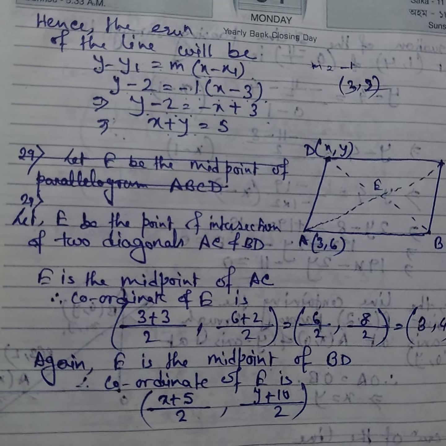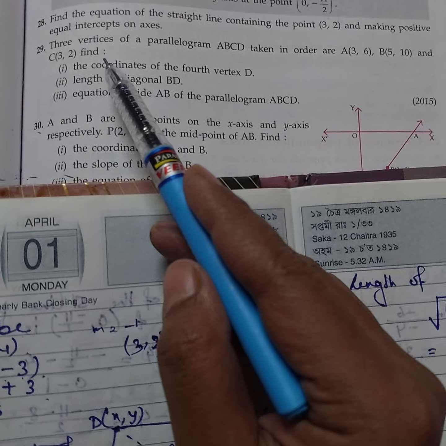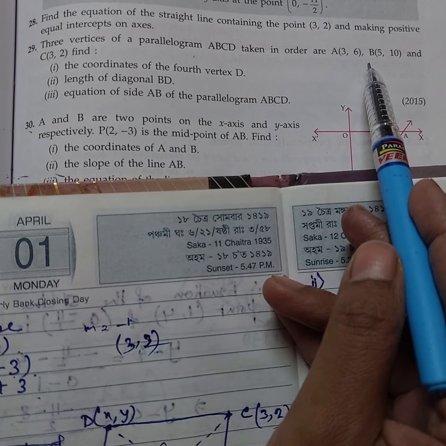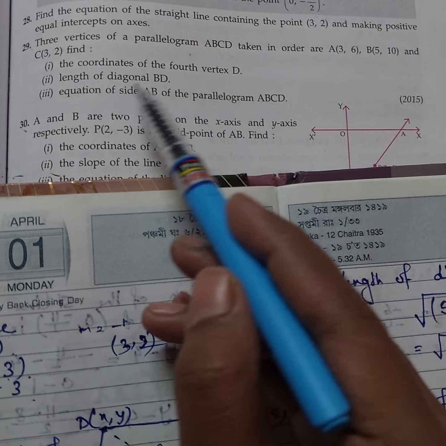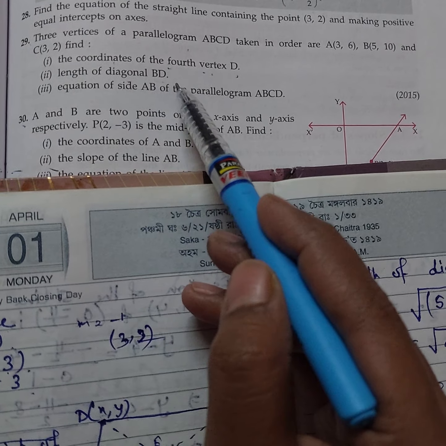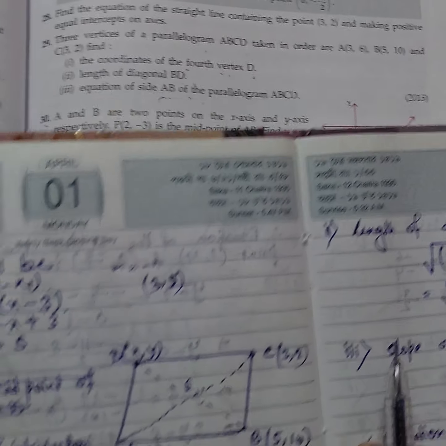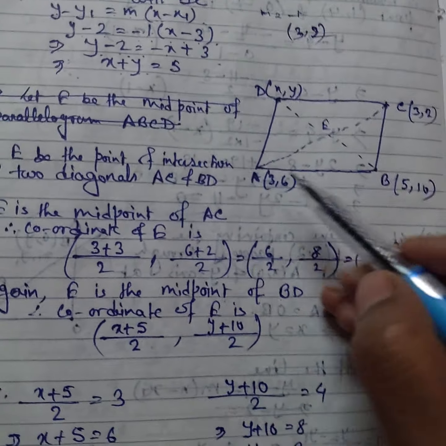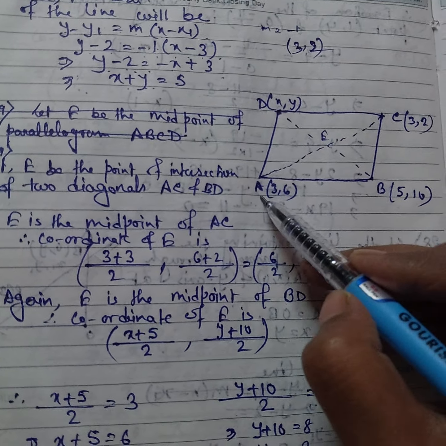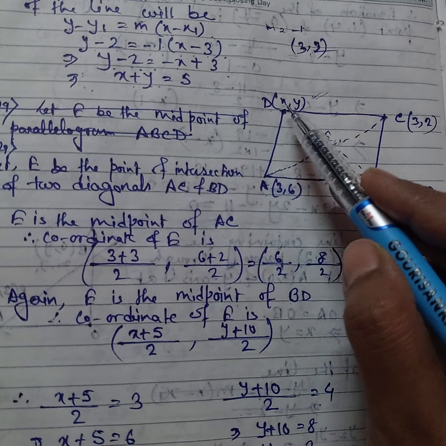Now come to the next sum, that is 29. Sum number 29, what it is saying: three vertices of a parallelogram are given. You have to find the coordinates of the 4th vertex, the length of the diagonal, and the equation of one side AB of the parallelogram. So see the diagram. Suppose this is a parallelogram ABCD. 3 coordinates are given. We have to find the 4th coordinate, that is D(x, y).